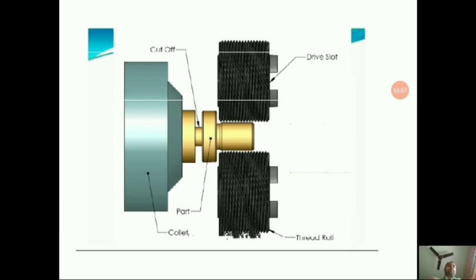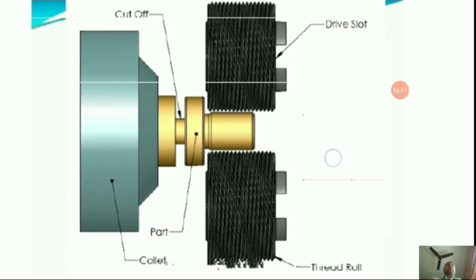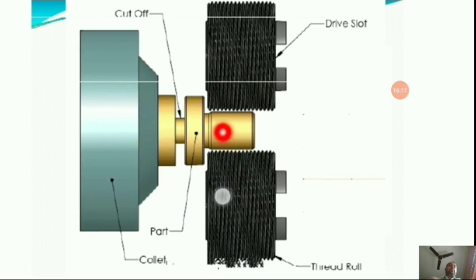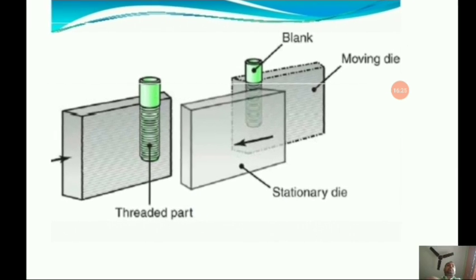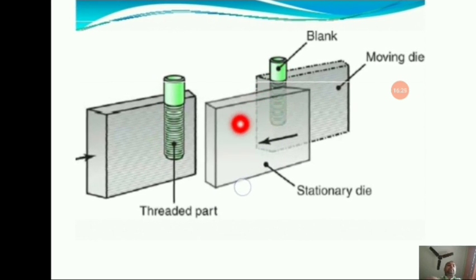Okay. So here you will find the threading operation. This is the thread rolling. So you can see, these are the threads that will be imprinted on this particular moving workpiece. Okay. So this is the collet you can see over here. Now this is the blank, this is a moving die, this is a stationary die, and these are the threaded parts for both. This one you can see over here. Okay, so these particular threads are being imprinted on the blank.